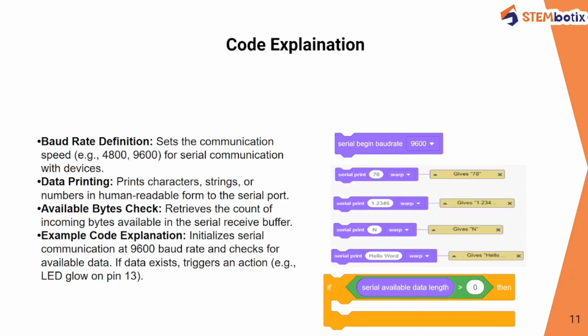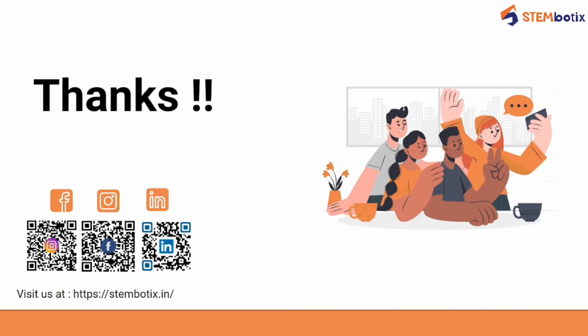Whenever the data received on the serial monitor is greater than 0, then the LED will turn on, and turn off vice versa, whenever the condition is satisfied. So in this video, we saw what a serial monitor is, how to use it, what its functions are, how to debug our program, and how we can operate the serial monitor by using the Blockzie software. Thank you.